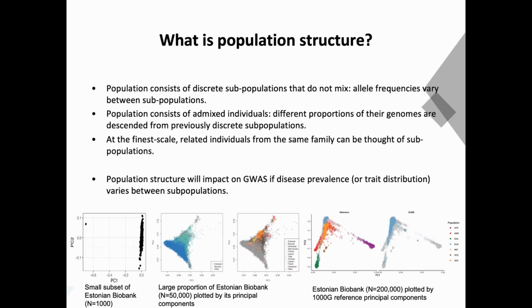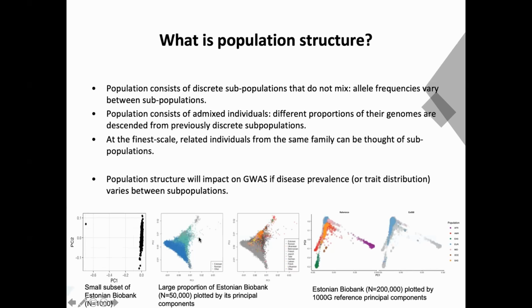For example, if we take a large proportion of the Estonian biobank, 50,000 individuals, and look at what the first principal components show, we can differentiate between northern and southern Estonians, as well as western and eastern Estonians. It also helps to differentiate between nationalities. The blue dots here are Estonians, the green dots are Russians. If we look at other nationalities, we can see that they also diverge from the Estonian individuals. Therefore, there is a population stratification in Estonia.